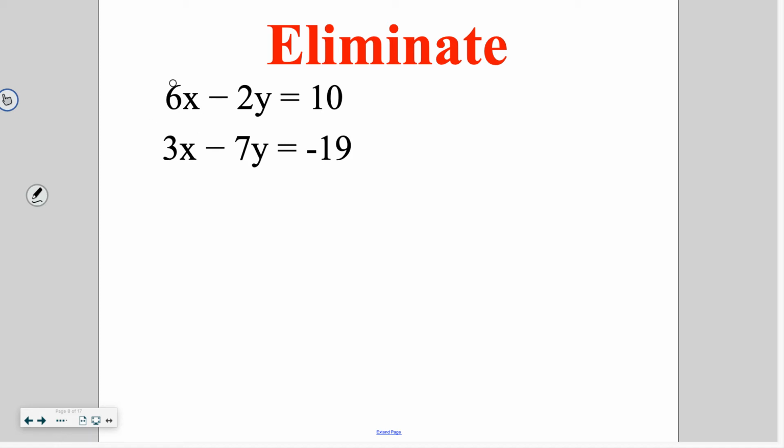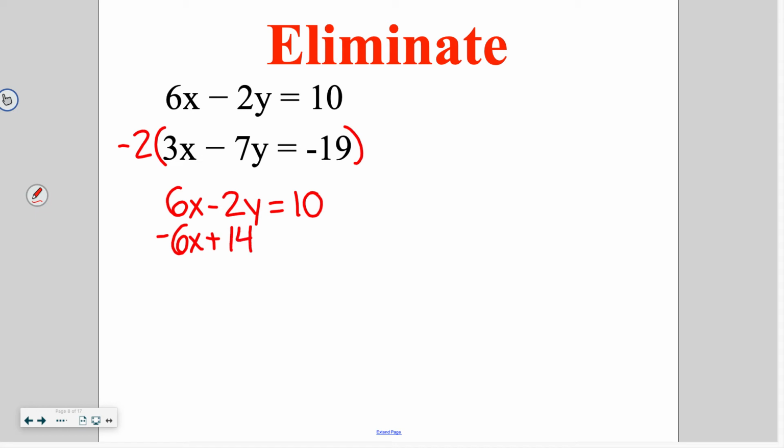If you notice in this case, 6 and 3, those are multiples of each other. So if I took this whole second equation and multiplied it by 2, my first equation stays the same. 6x minus 2y is equal to 10. If I multiply the whole second equation by 2, I'm actually going to make it a negative 2. That gives me negative 6x. Negative 2 times negative 7 is a positive 14y. Negative 2 times negative 19 is positive 38.